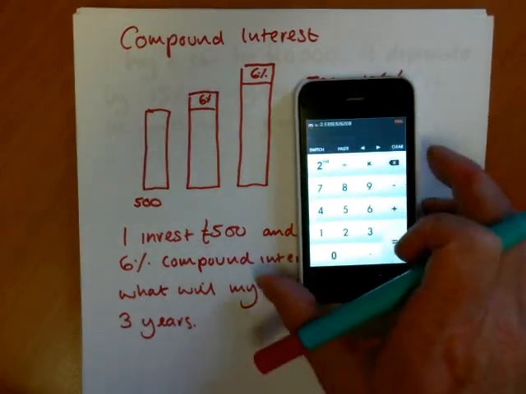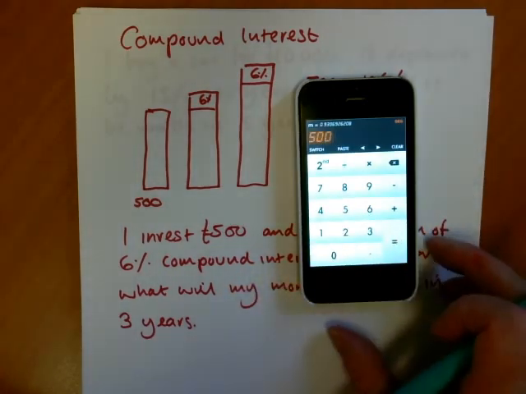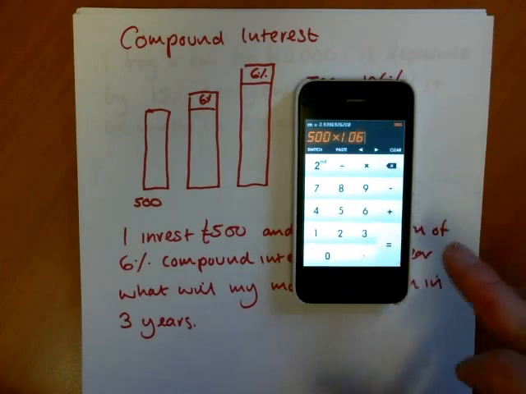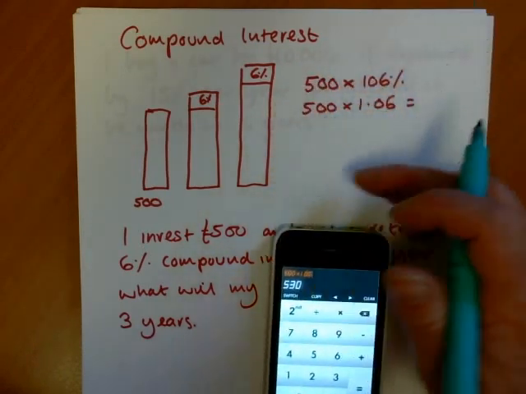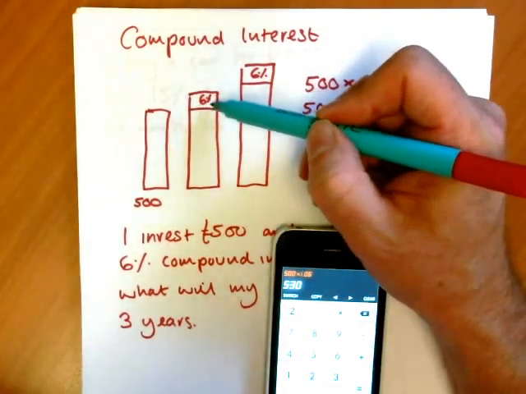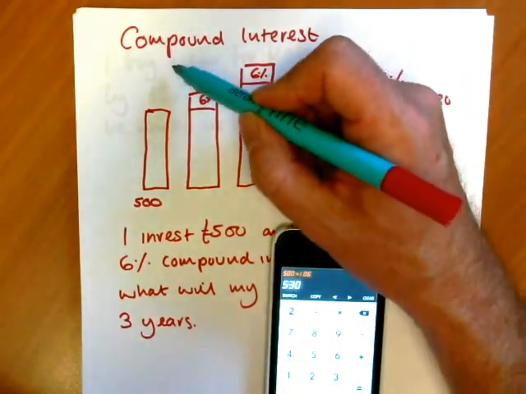Bring that onto the screen. So 500 times 1.06. And so we can see it's £530. So this little square here is the extra £30, the 6%.